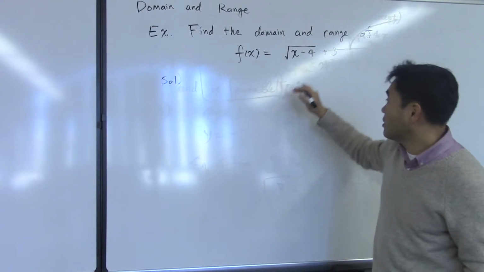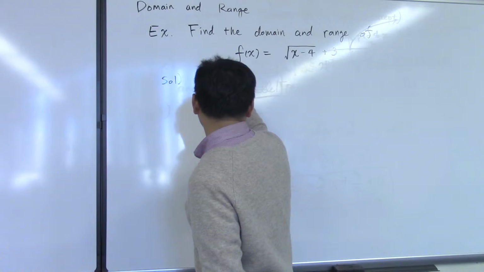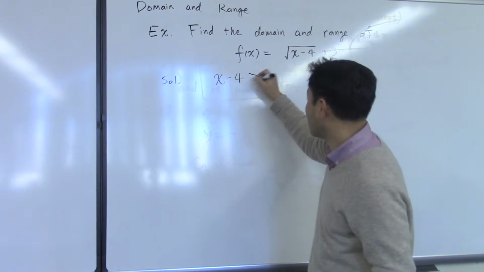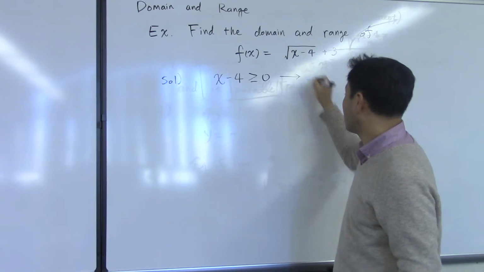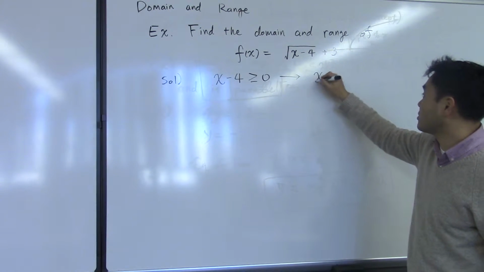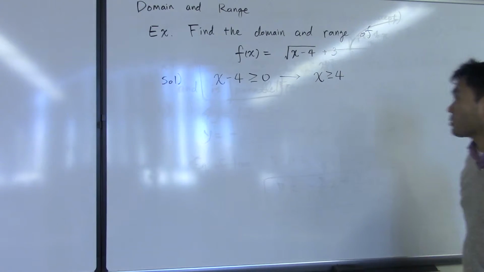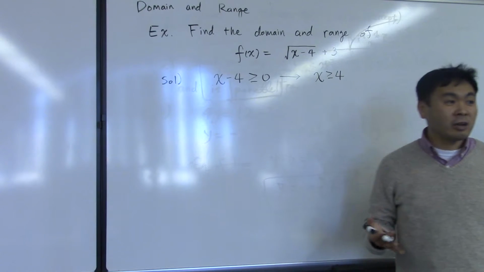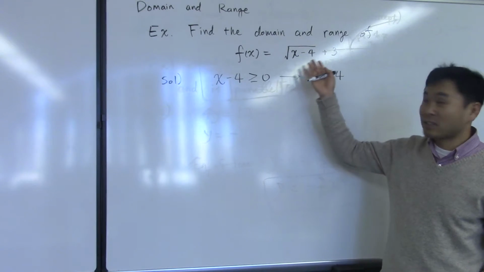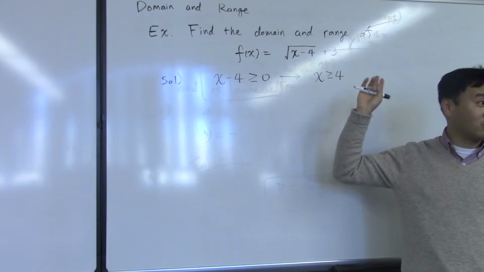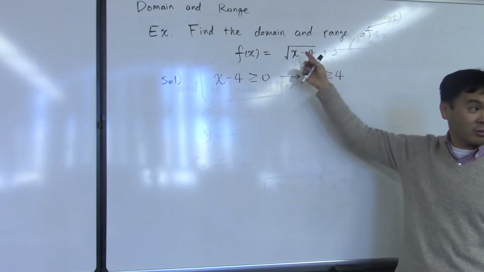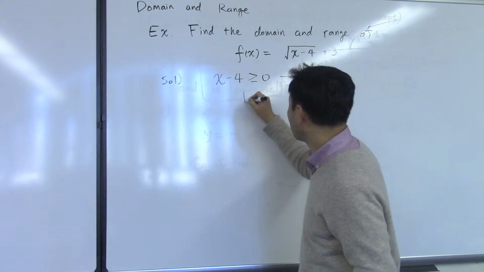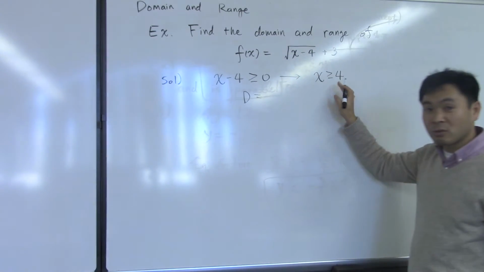So you should think about this condition, that x minus 4 cannot be negative. It can only be 0 or positive. So if you solve this for x, you get x is 4 or greater. And that's actually the only requirement for a valid input. You can plug in anything into x as long as x is 4 or above. There's no fraction or something. That's okay. So therefore, you can say the domain is 4 to infinity.